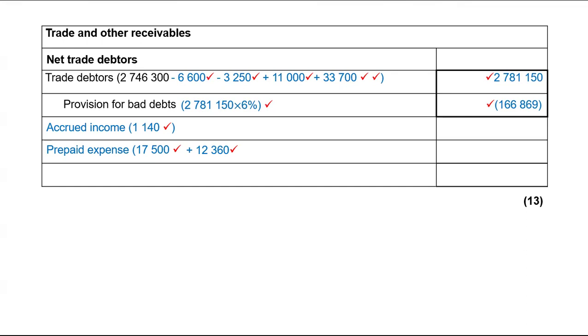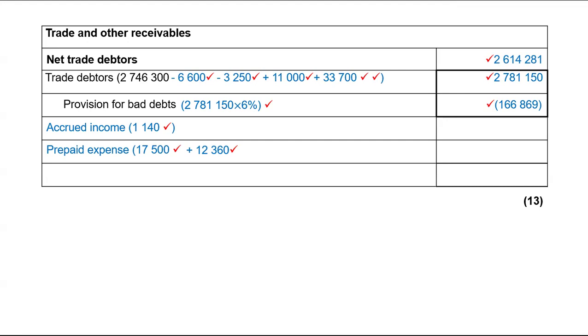And once I get this, I will just find my net trade debtors. Note that the provision for bad debts that we put in trade and other receivables is the one that is calculated, or the one that is given to us in the adjustments. That is because it takes new information into account that happened in the financial year that affected debtors. Then you're going to take the final provision that you calculated, subtract it from 2,781,150. It will give you a net trade debtors of 2,614,281.